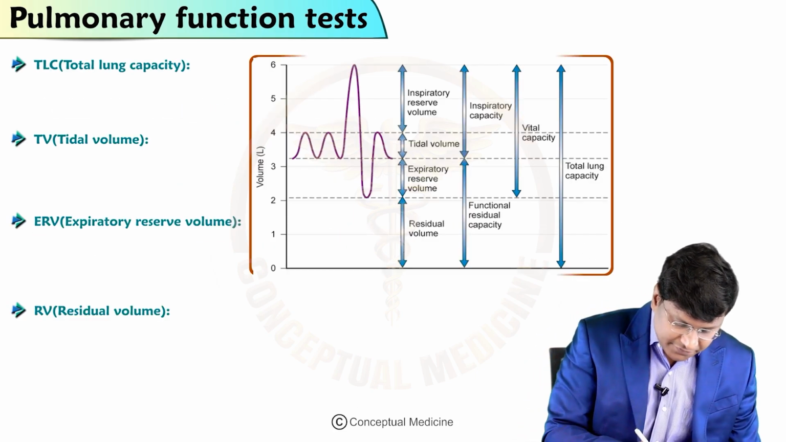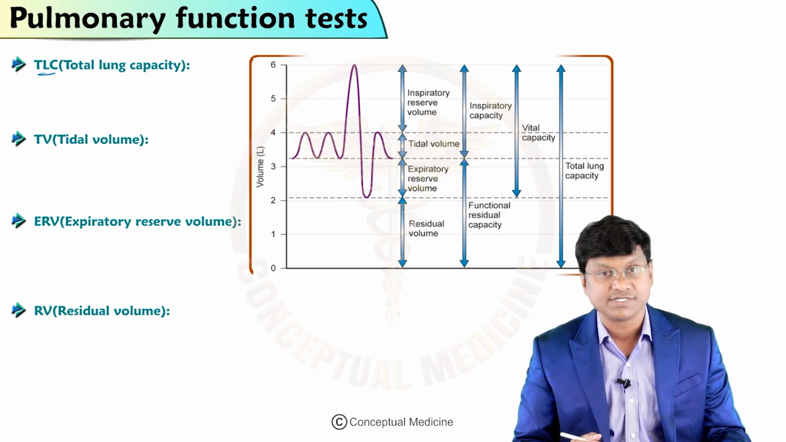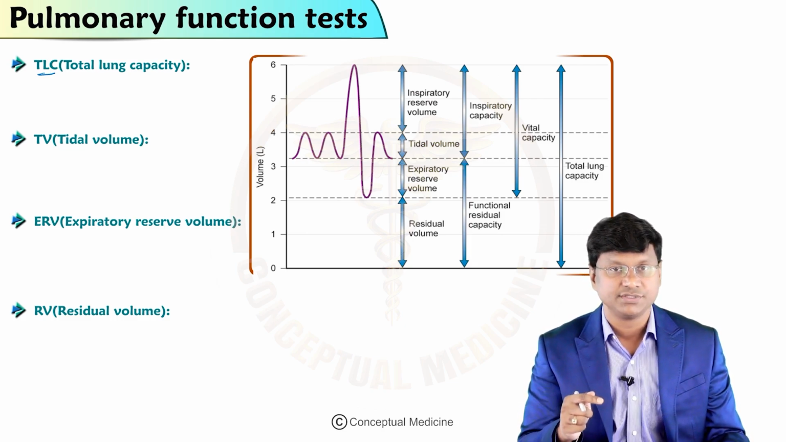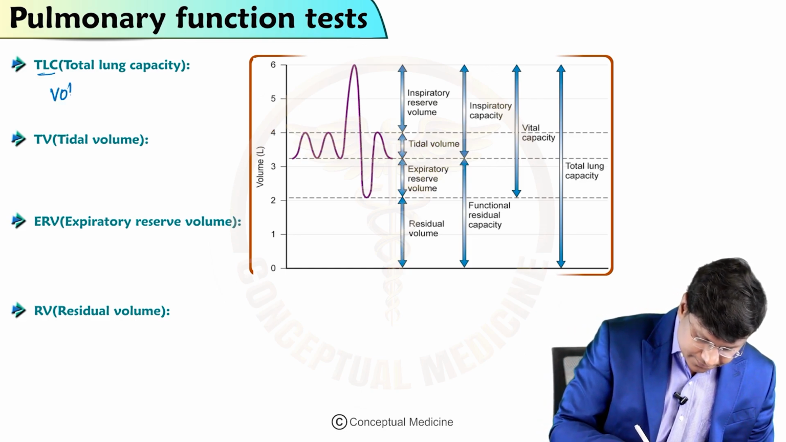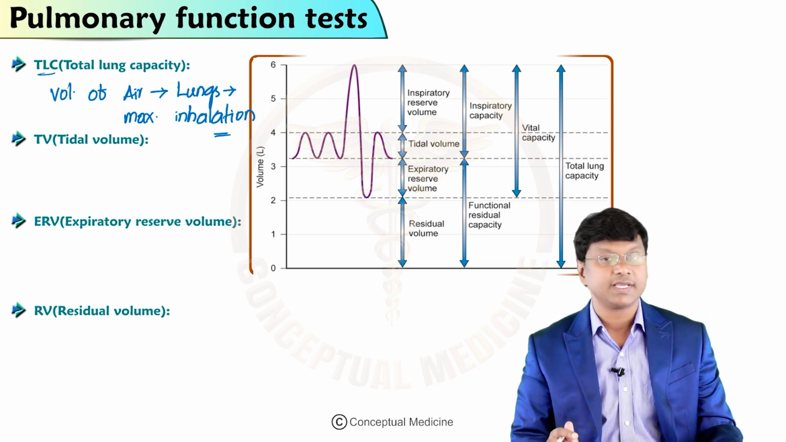So, the first one is the total lung capacity. So, how do you define the total lung capacity? It is the volume of air in the lung at maximal inhalation is what is called as the total lung capacity. Okay. So, it is a volume of air in the lungs after maximum inhalation, right? That is what is called as the total lung capacity.